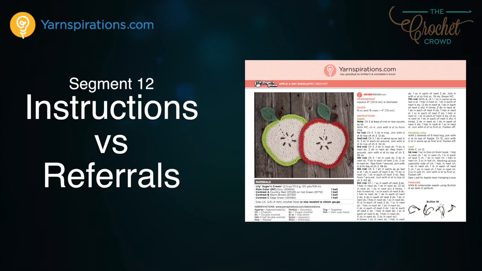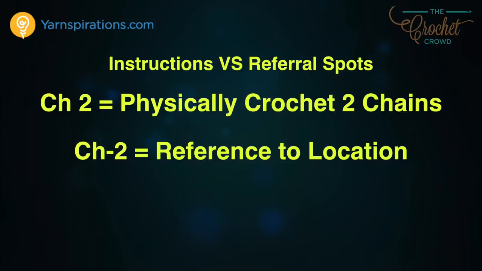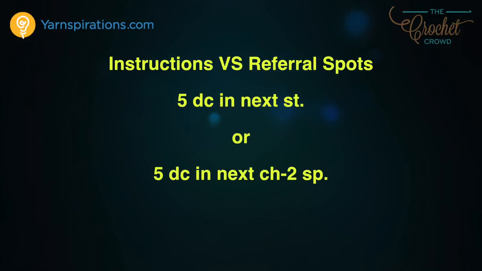So things that we need to watch for is when it's an actual instruction and when it's a referral to a location. So in instructions you may see things like chain 2 and then chain-2. They are not the same thing. So if I tell you to put 5 double crochets into the next stitch, you will put 5 double crochets into the next stitch. That is an instruction. However, if I tell you to put 5 double crochets into the next chain-2, and that has a hyphen in it, in the next chain-2 space, that's a difference of what it is.